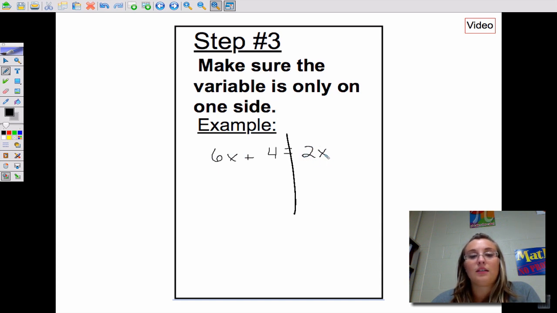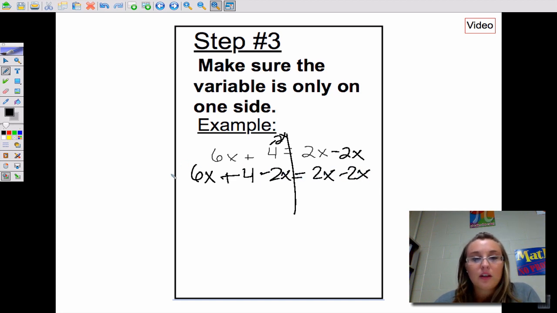So I'm going to take 2x, and to get rid of it from this side, I'm going to minus 2x so that it's gone, because 2x minus 2x is going to give us 0 x's. And because of that addition property of equality, to keep the sides equal, I have to also subtract 2x from this side. So I'm just going to write it up here, minus 2x. Really what this looks like is 6x plus 4 minus 2x equals 2x minus 2x. Typically we won't write this step out. It's okay to just add it in there with the original equation, but I wanted to write it out so that you could see it this time.